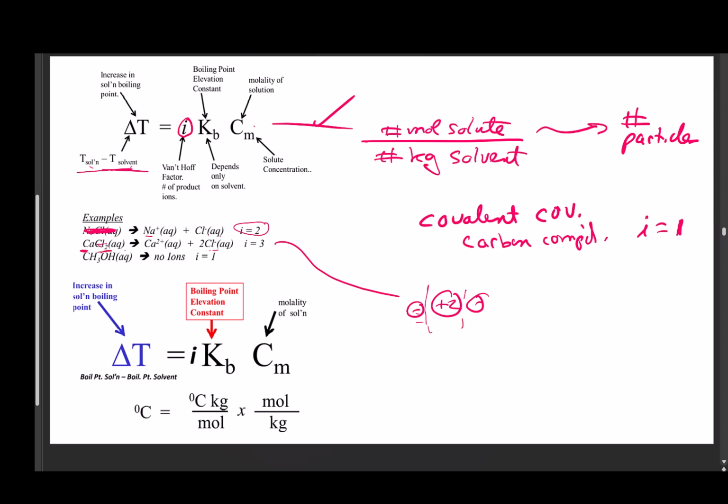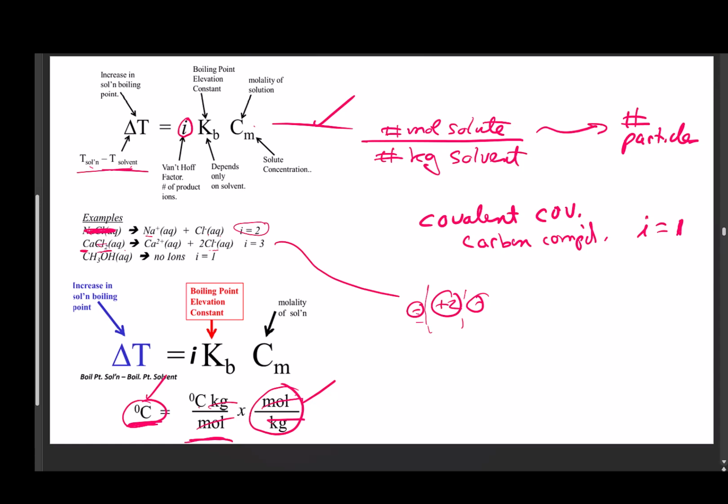All right, so as far as units went, I explained that last time. I has no units, it's just a number, with an infinite number of decimal places. Kb must have these units because molality is in moles per kilogram, and we're getting degrees Celsius here. So since molality must have these units, and since delta T must have these units, Kb is forced to have these units because we have to cancel out kilograms and moles to get degrees Celsius alone.